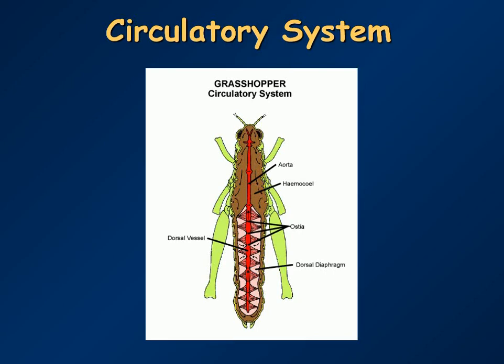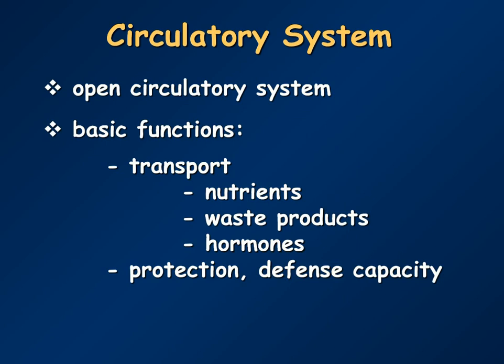The next system we are going to cover is the circulatory system. Some of the key features of the insect circulatory system is that it is an open system, so it's very different from humans. We have a closed system in which blood is contained within arteries and veins. Insects basically have one major artery or vessel, and the rest of the time the blood is circulating in the open cavity of the insect's body.